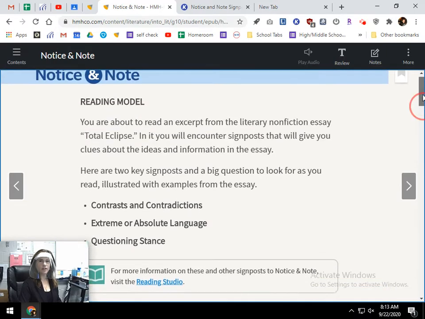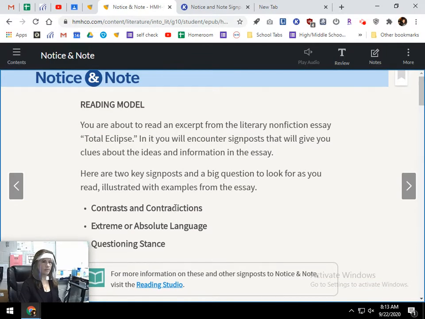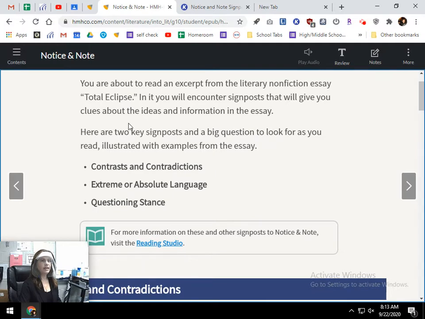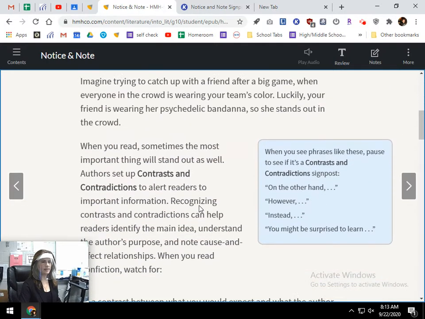Let's go back to our actual lesson, and then you're going to get to your grammar lesson for today. So you're going to read this excerpt from Total Eclipse, and then here are the signposts that they want you to look for: contrast and contradictions, extreme or absolute language, and a questioning stance.